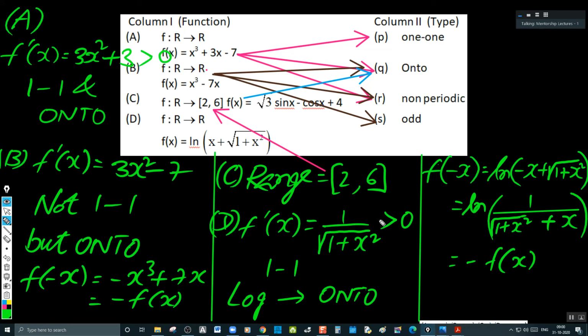It won't be periodic. That's the reason why I'm saying R is non-periodic. Any doubt in that? No, sir.